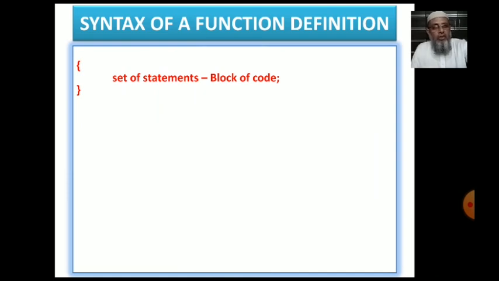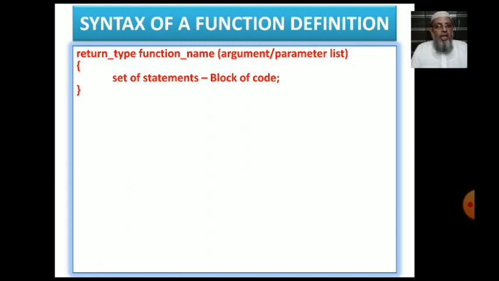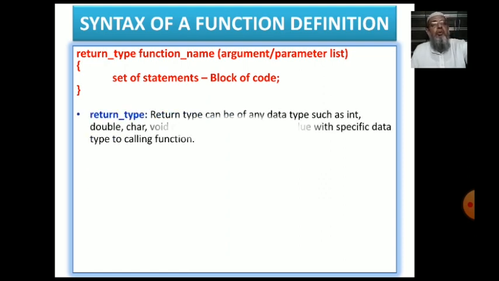This is the syntax of function definition. We have seen it in that table also. So: return type, function name, argument and parameter list. We have discussed the set of statements. Here we will write the block of code, all the statements, all the instructions, which will perform those tasks which have to be done repetitively. Whenever it is called, the same operation and the same task will be performed, a specific task.